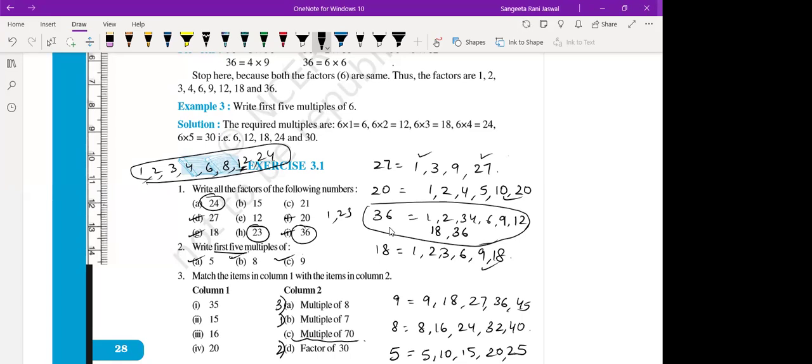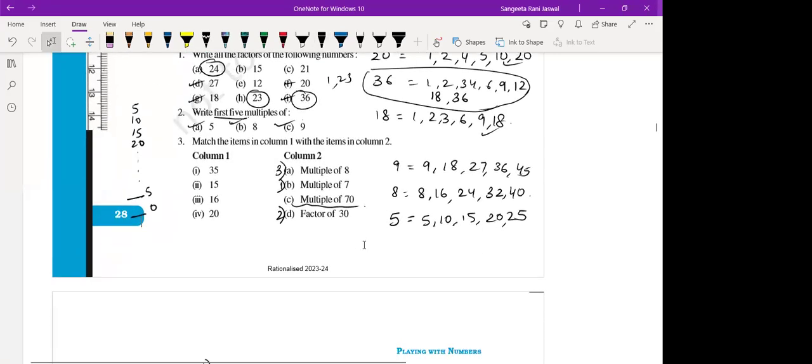Are you understanding? Now suppose multiples of 5 are 5, 10, 15, 20, like this and so on. So any number ending with 5 or 0 at the units place is a multiple of 5, right? So there are infinite multiples, but the number of factors are limited, they are finite. Okay, let's see further.